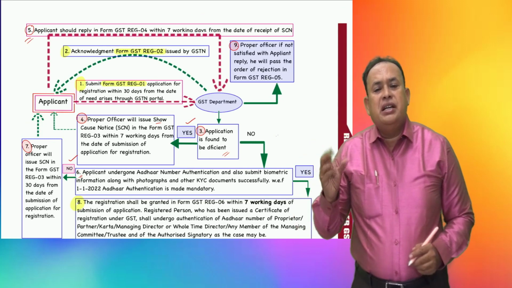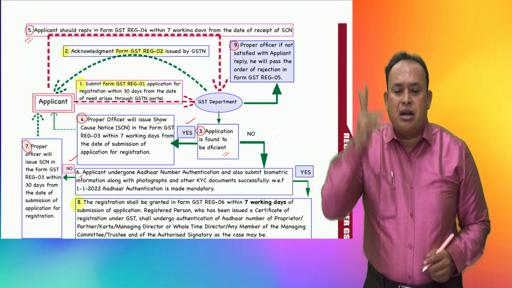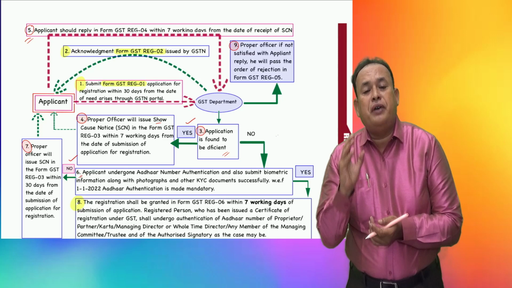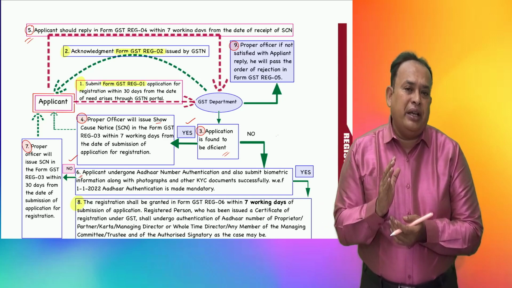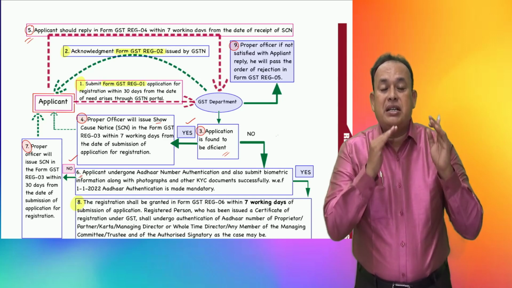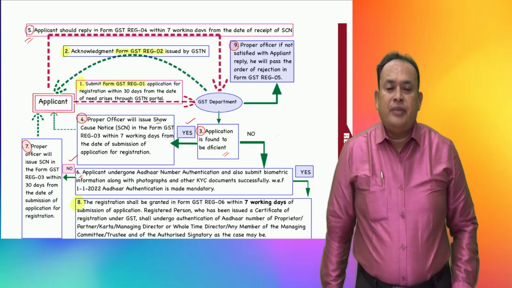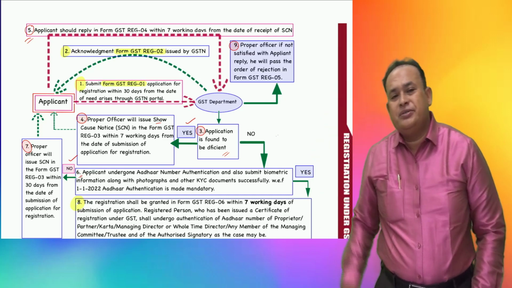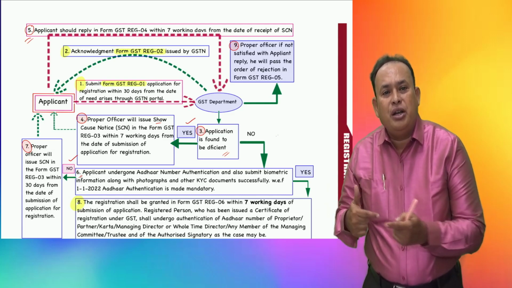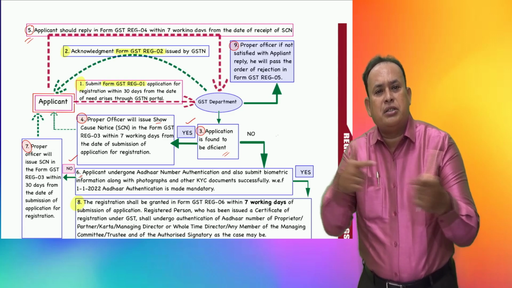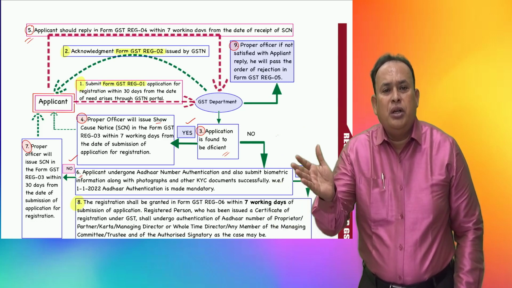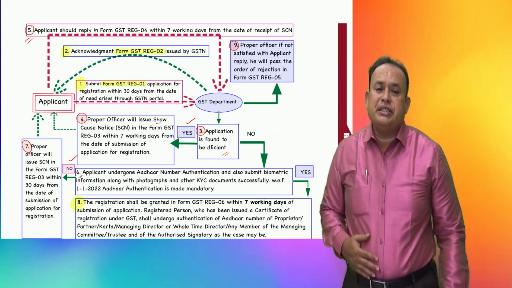Proper officer, if not satisfied with applicant reply, he will pass the order of rejection in form GST REG05. Your application for the want of registration is rejected. That means as if you not applied for the want of registration. Sir, what is the situation, sir? Again you come by following the proper procedure, or you take the help of a practicing chartered accountant or cost accountant or a GST practitioner, taking their help and following the proper procedure, and submit application for the want of registration.